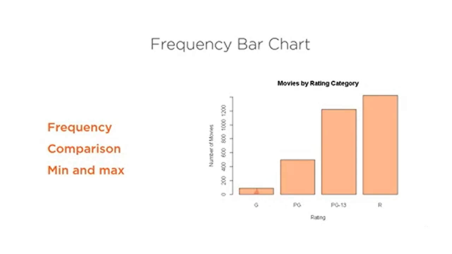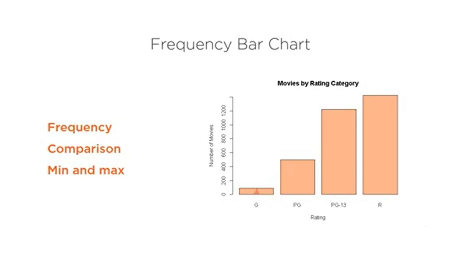Let me show you how you can read this plot. In a bar plot, along the x-axis categories are given, and along the y-axis a frequency count is given. One example is presented here: movies by rating category. There are total 4 rating categories here, and along the y-axis, the count is given.